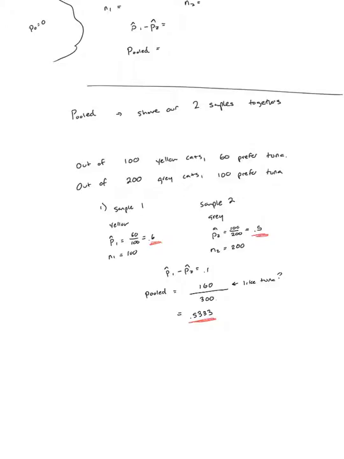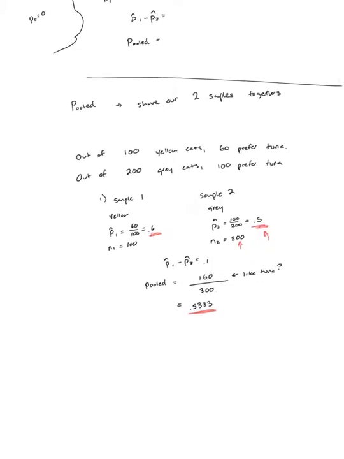So notice 0.5333 is in between, but it's closer to 0.5, and that's because this has our larger sample. Now this is how we calculate the pooled proportion if, once again, I have the actual counts. So I knew 60 of them preferred tuna, I knew 100 of them preferred tuna, so I just added them together. Let's look at an example where I don't actually have the counts of it.